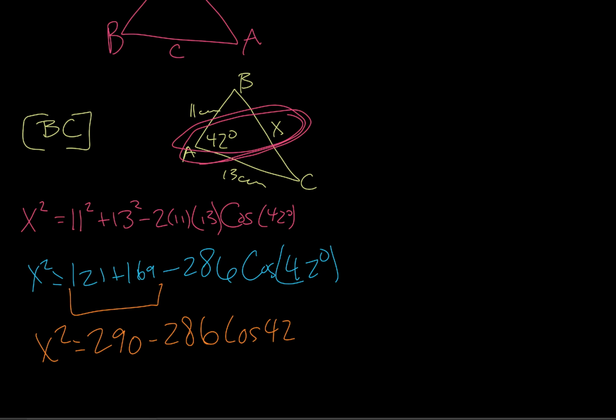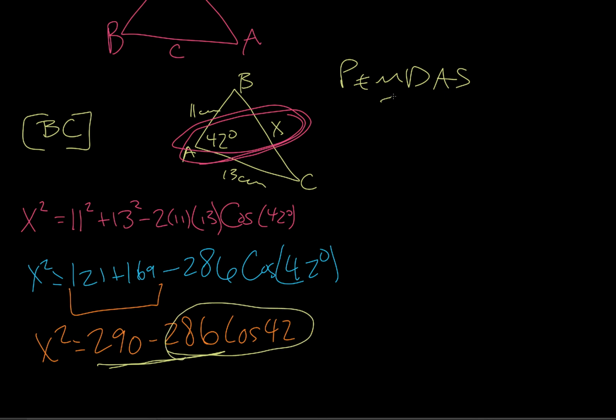Now, the most common mistake kids will make is they will try to just combine this because it's so tempting, because the numbers are generally pretty close. And so we just say 290 minus 286 and we get a 4. And so that seems like we're going on the right track. Problem is we're forgetting about PEMDAS. So on PEMDAS, we need to take care of the multiplication that's going on here before we take care of addition or subtraction. Okay, so don't fall for that trap. So the next thing we need to do is negative 286 times cosine 42.